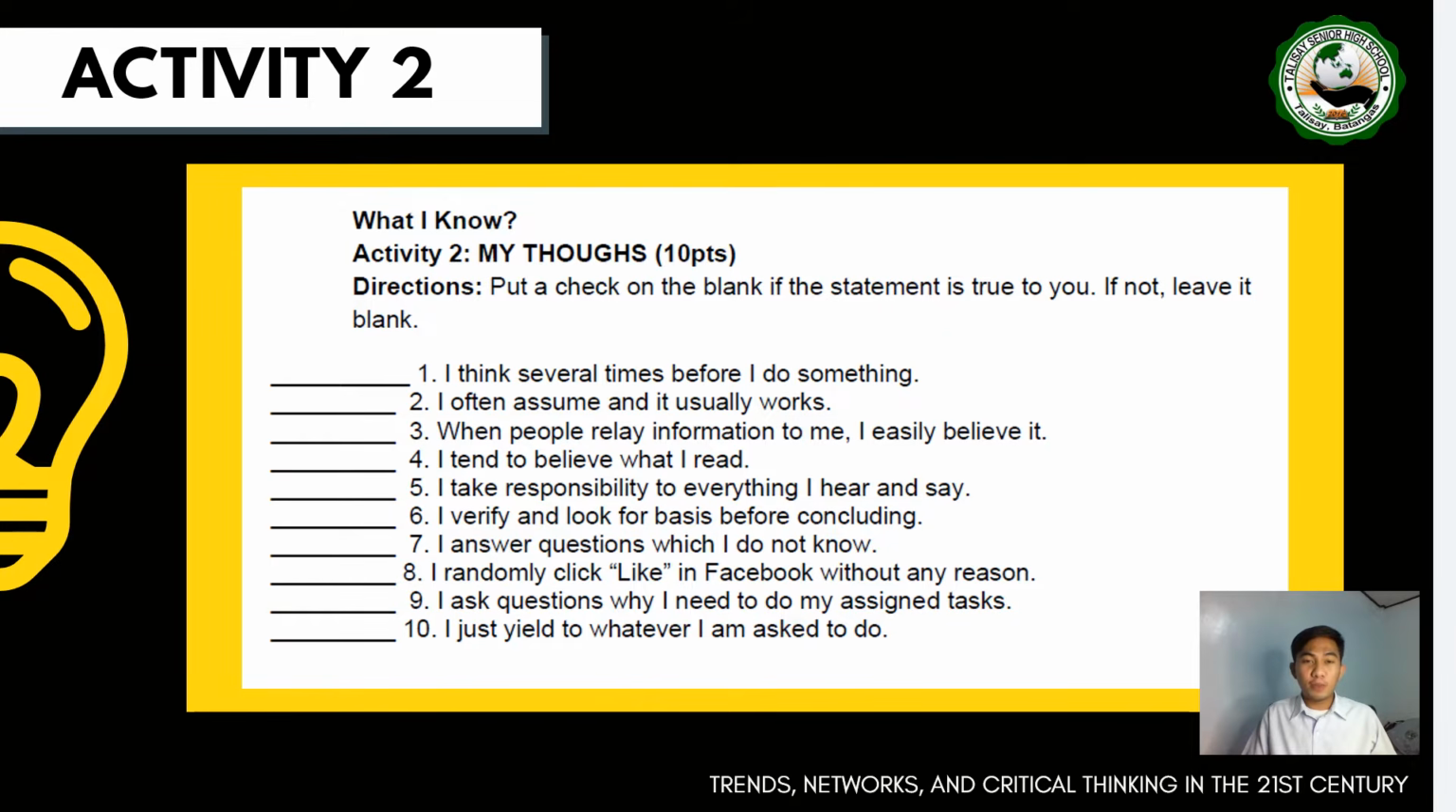Let's say, for example, number 1: I think several times before I do something. Are you that kind of person? Do you think twice or do you think a lot before coming up with a particular decision? If it pertains to you, then you can put a check mark on this blank. Next: I often assume, and it usually works. When people relay information to me, I easily believe it. As you can see, it has 10 items, and you're just going to accomplish this for you to have 10 points.